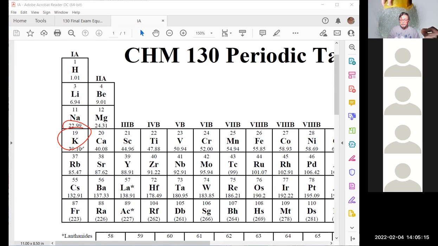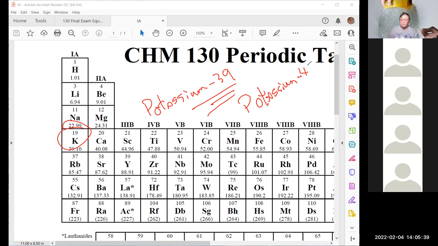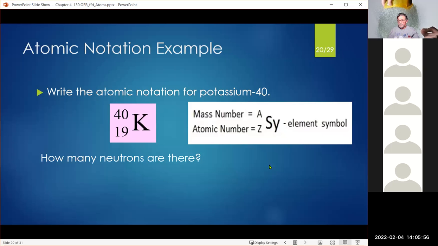If we take the 39.10, round it up to the nearest whole number, the most common isotope is potassium 39. The problem is talking about potassium 40. Okay. Now, what they both have in common is the number 19. Number 19, the atomic number. And so we found the symbol, which is K. Okay. Potassium 40 is given to you.